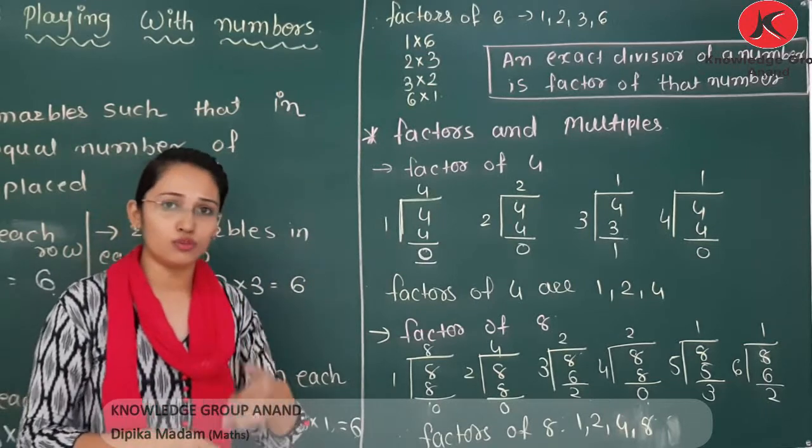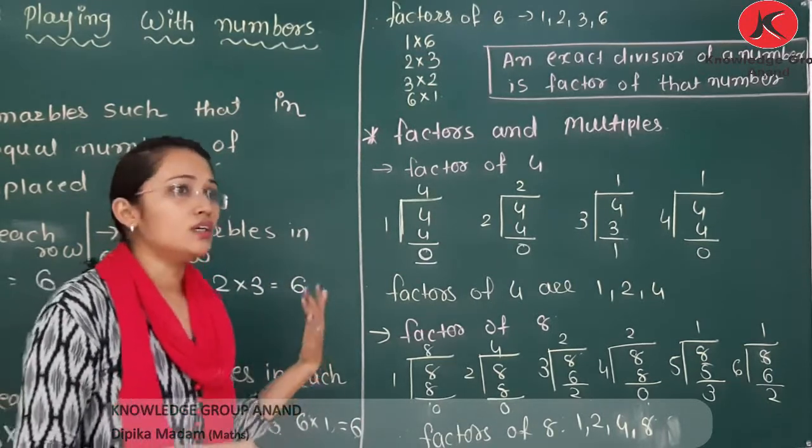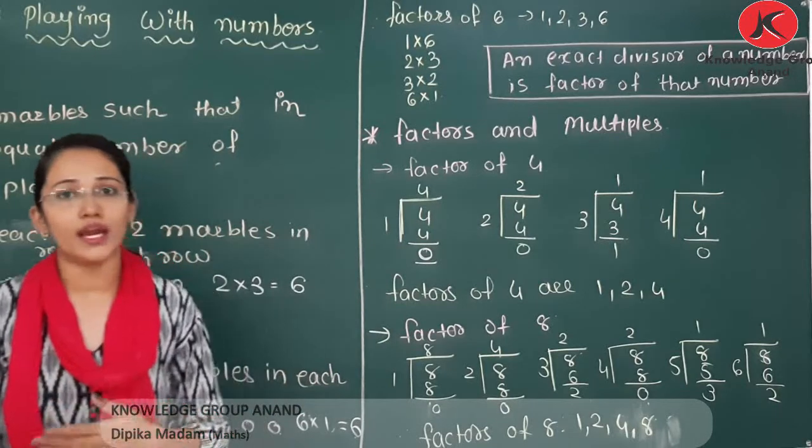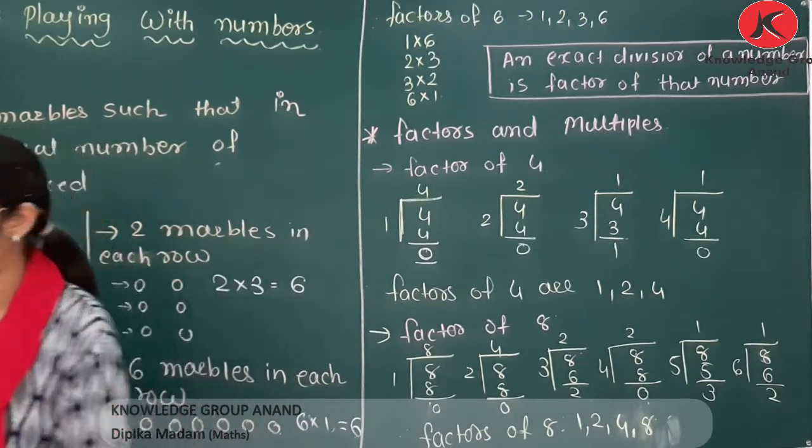You have to start from 1 and you have to divide the number with 1, 2, 3, 4. So you will get the factors of the number.